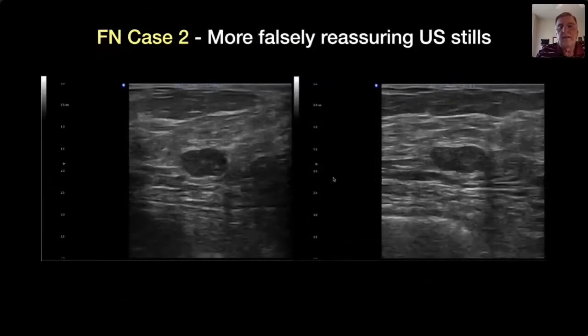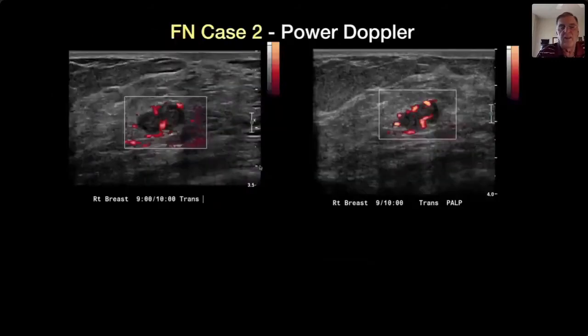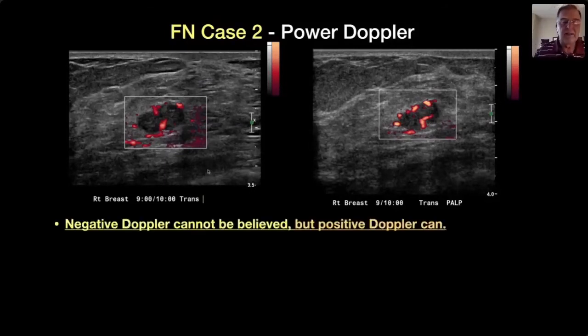Again, these are from video sweeps, and they look pretty reassuring. Enhanced through transmission, oval shape. But we're going to look at this more carefully now as I go through the video. Also, the Doppler is positive. Again, you can't trust the negative Doppler, but this is way more vascular than I would expect a fibroadenoma to be. This is going to be a papillary lesion or cancer. So the Doppler, I don't think you can downgrade with a Doppler. I never trust the negative Doppler, but I can certainly use a Doppler to upgrade.